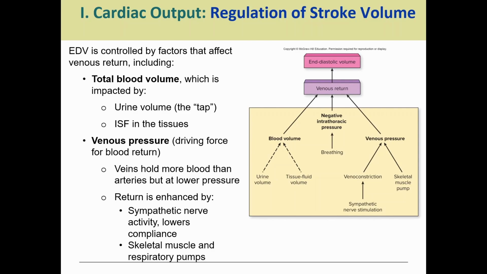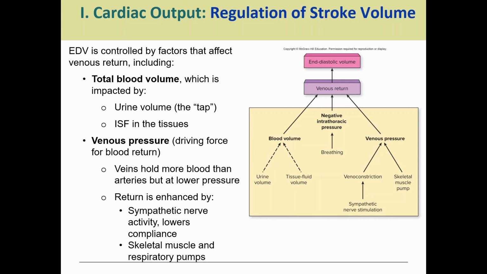Now, how much blood we get at the end of diastole of the ventricle, so at rest when the ventricles are not contracting, how much blood is in there. This is controlled by a couple of things. One is total blood volume. The more blood you have, the more blood you can get back to the heart. Things that impact this can be urine volume, so basically our water-salt balance, which is closely tied to urine volume, as well as how much fluid is in the tissues versus how much is getting returned to the bloodstream via the lymphatic system. So total blood volume will impact venous return, which will then impact the end diastolic volume in those ventricles.